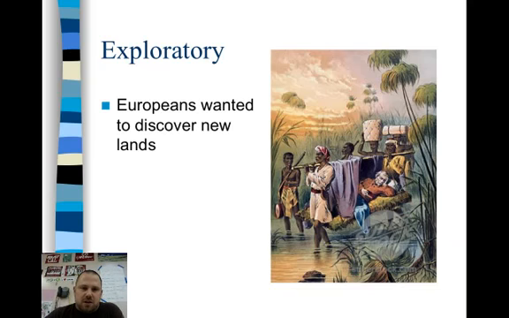Exploratory motives are kind of self-explanatory. Europeans wanted to discover new lands, so one of the reasons that they imperialized other countries was just to check them out and see what was there.